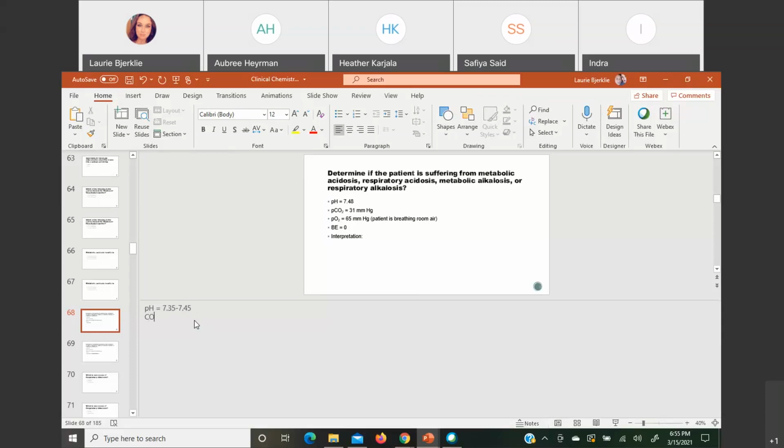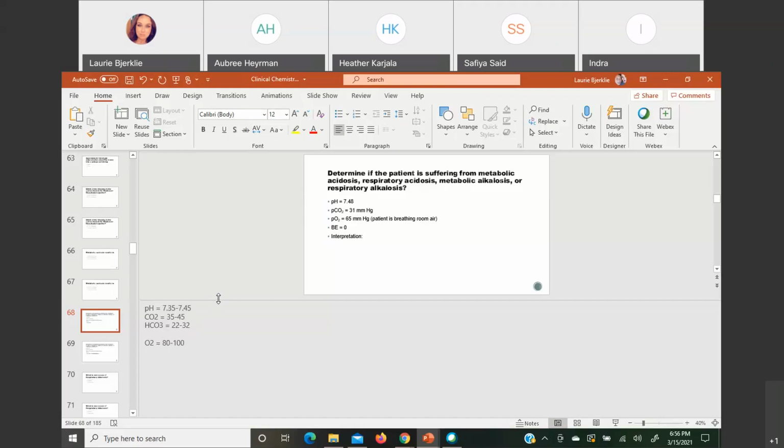I know our CO2 level should be roughly 35 to 45. Again, nice even numbers. It kind of matches the pH numbers there. So CO2, 35 to 45 is normal. Your bicarbonate, if they give you one, sometimes they don't always give you a bicarbonate number, is 22 to 32 roughly. If they give you oxygen, that should always be 80 to 100, so it should be above 80. So those are some reference ranges to have on hand.